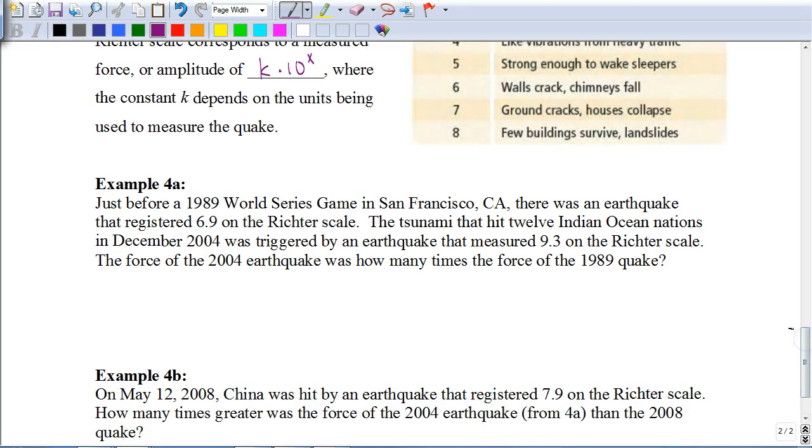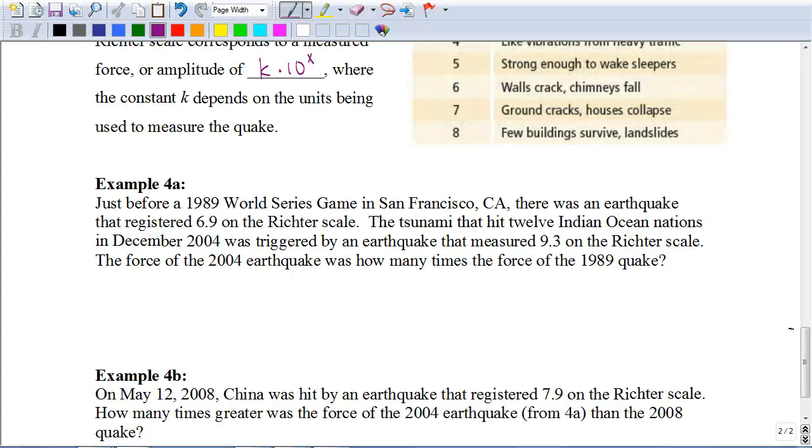It says just before a 1989 World Series game in San Francisco, California, there was an earthquake that registered 6.9 on the Richter scale. I remember watching that game and watching that earthquake happen. The tsunami that hit 12 Indian Ocean nations in December of 2004, maybe you remember that happening, was triggered by an earthquake that measured 9.3 on the Richter scale. The force of the 2004 earthquake was how many times the force of the 1989 earthquake?